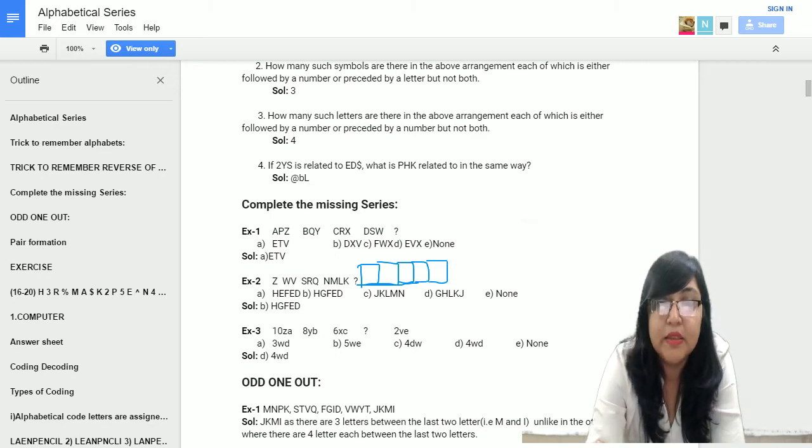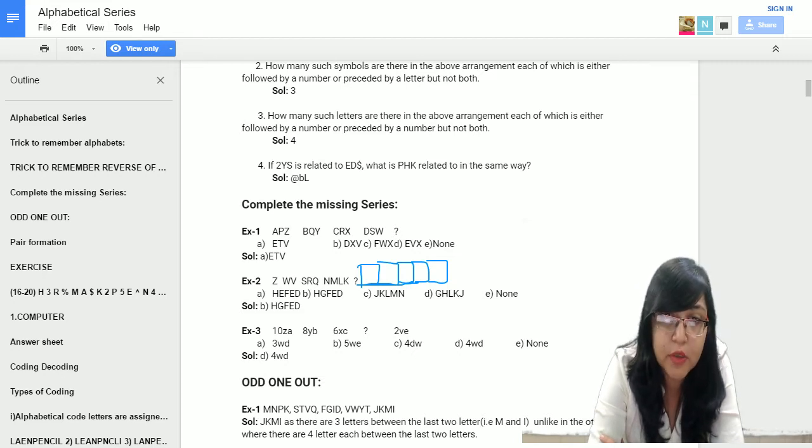Okay, so we know for sure that there will be 5 elements. So let us see the other patterns as well. If you see, we had only Z. Then after that what we had is W and V. So W and V, it is going in reverse and it is alternating, succeeding each other.